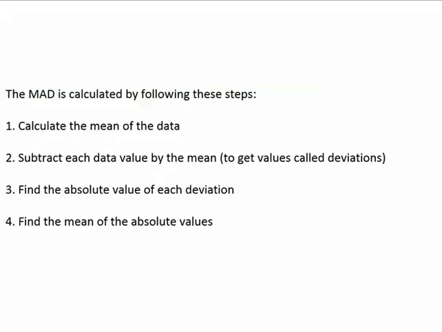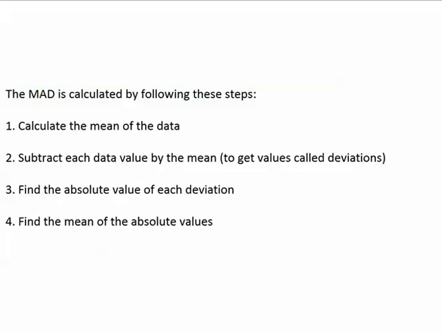The MAD is found by following these steps. First, you calculate the mean of the data. Second, you subtract each data value by the mean to get values called deviations. Third, you find the absolute value of each deviation. And fourth, you find the mean of the absolute values.